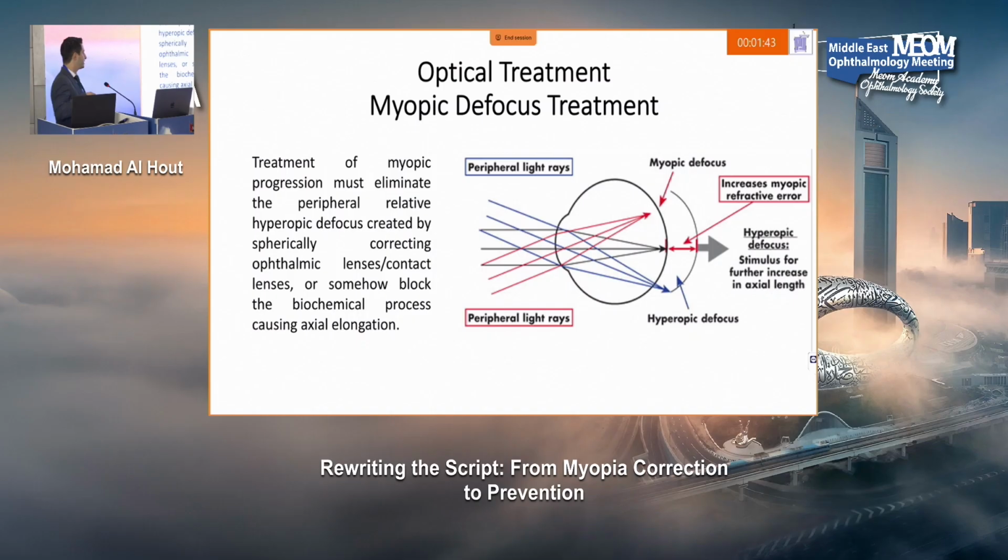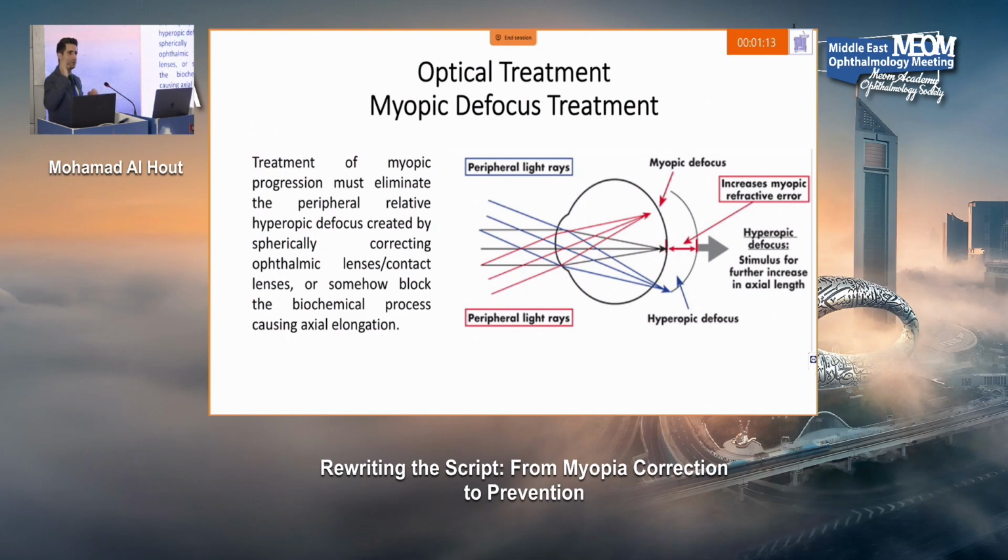We all know that a minus lens will bring the light into focus on the central part of the retina. But what will happen on the peripheral part is that we will have a hyperopic defocus. And this hyperopic defocus will trigger a biochemical signal on the retina that will make the eye elongate more and more. So we have a next generation of ophthalmic lenses that has a correction zone in the central part and a treatment zone on the peripheral part.